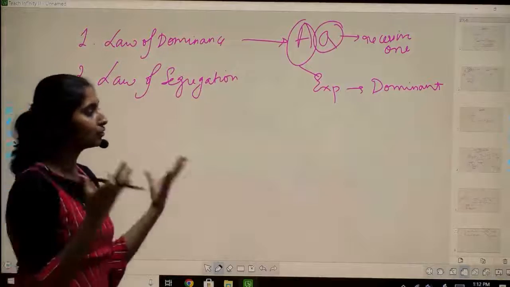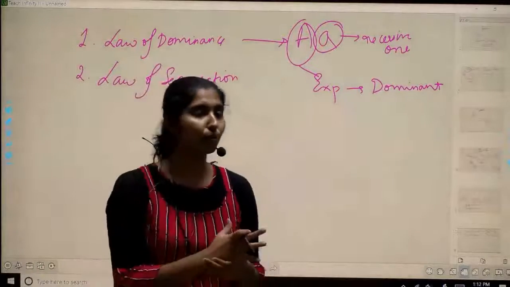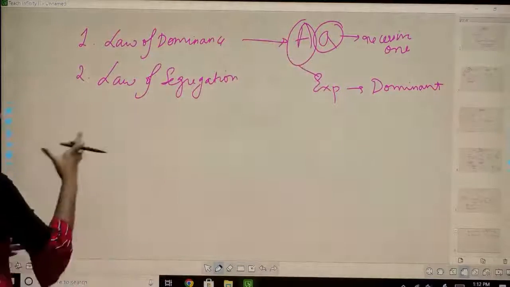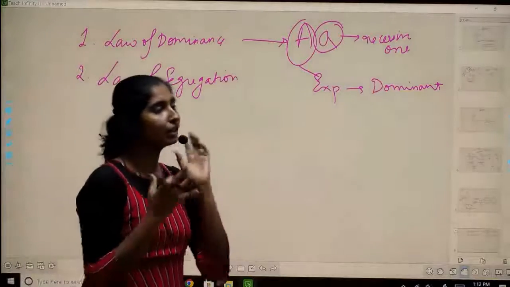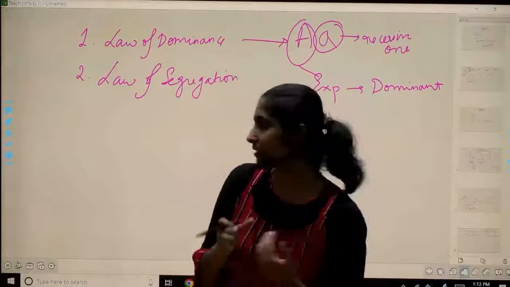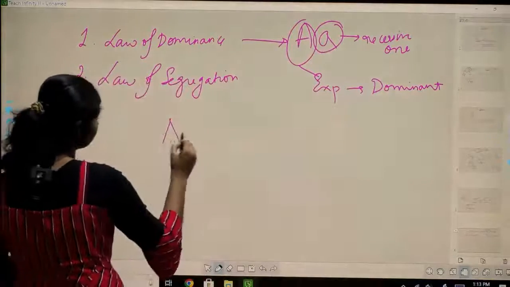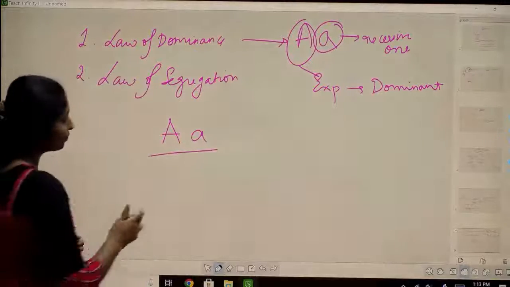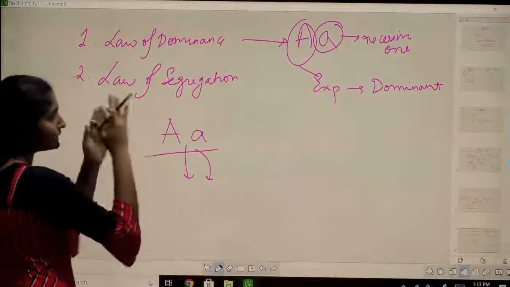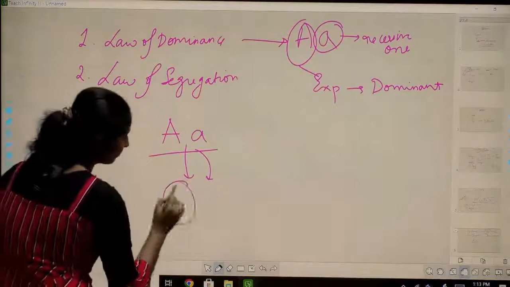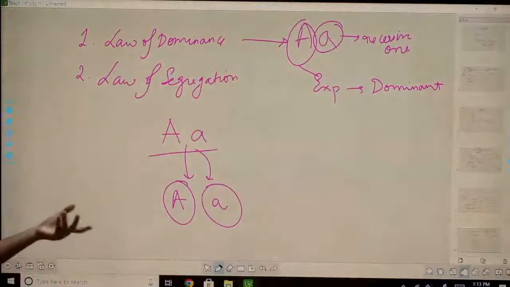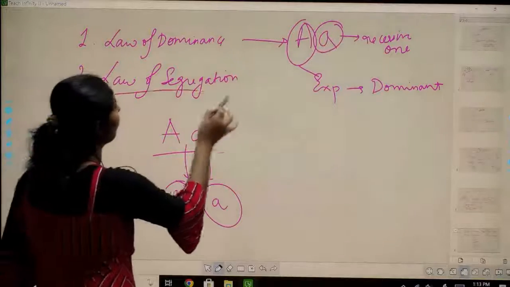One particular trait expressed itself while the other one was not seen in the F1 generation, that is in the heterozygote condition. Second is the law of segregation. The law of segregation states that during gamete formation, the alleles are going to segregate. So for example, we have a heterozygote individual. When this heterozygote individual is going to form gametes, both of the alleles are going to segregate in the process of gamete formation during meiosis. So this is what is meant by law of segregation.